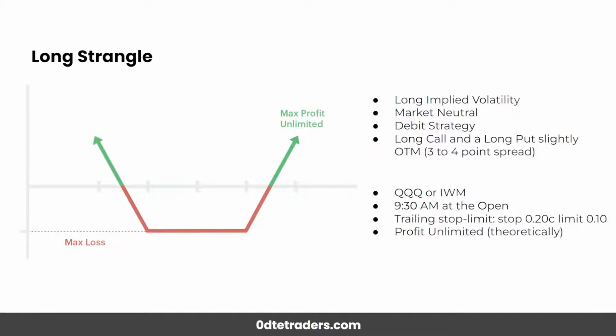We recommend using a trailing stop on this strategy, a trailing stop limit, with a trailing stop of 20 cents and a limit of 10 cents. This equates to a max loss of $20 per contract. And this can be adjusted depending on liquidity and recent performance. But whatever the stop is, it will always be trailing. Therefore, it will, to an extent, protect our profits.